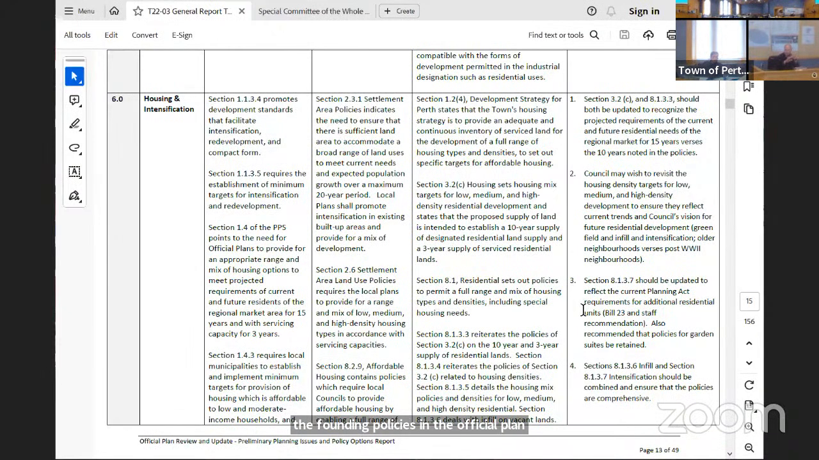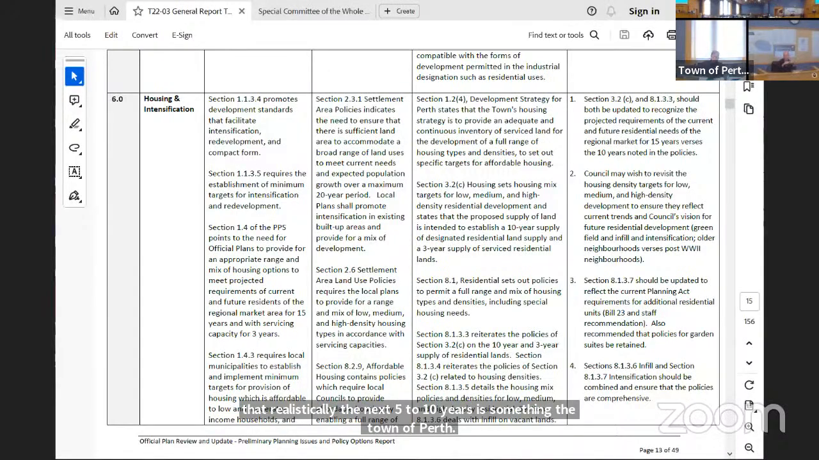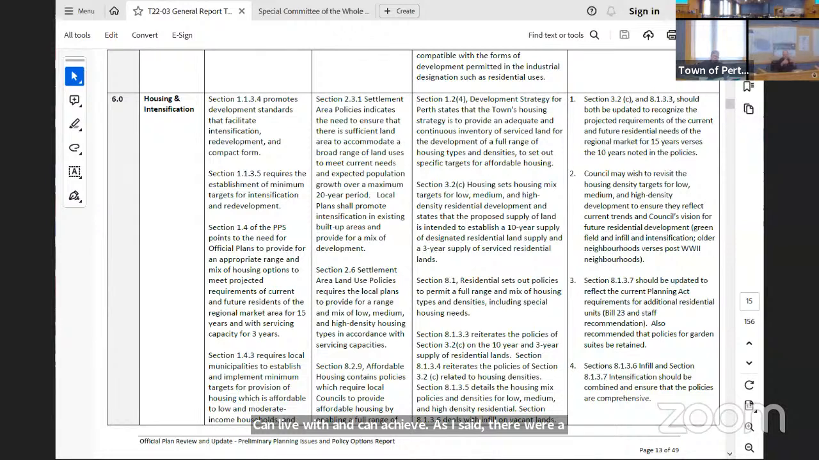I'm not really sure I understand the zoning bylaw. I think Joanne, you said we're probably due for an updated zoning bylaw, and I've read a lot about that lately from other municipalities. So I appreciate our official plan. I'd just like to make sure our official plan is something that realistically in the next 5 to 10 years is something the town of Perth can live with and can achieve. As I said, there were a lot of issues I had with the previous one, allocation of parking spaces, where parking should be, things like that we didn't necessarily follow.